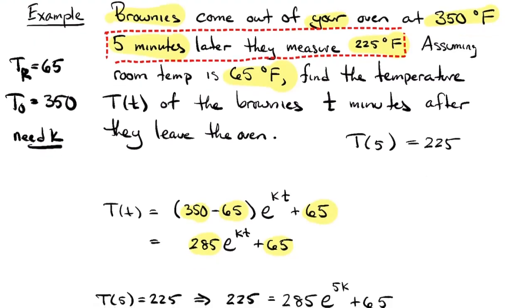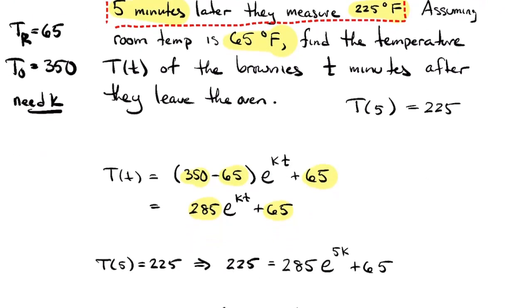Okay, so if I scroll down a little bit, that's what I'm doing. If T of 5 is 225, I replace my temperature with 225 while I'm making time equal to 5. So now the only unknown number in that equation is K. This should remind you a lot of half-life and doubling time problems that you've done before.